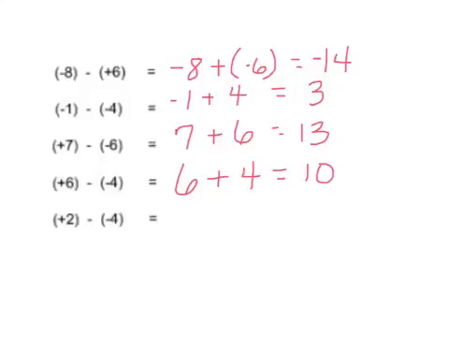And the last one, keep the sign the same. Change the minus to a plus. Switch the sign of the second number. And we end up with 6. So as you can see, subtracting integers is the same as adding integers once you follow the KFC.